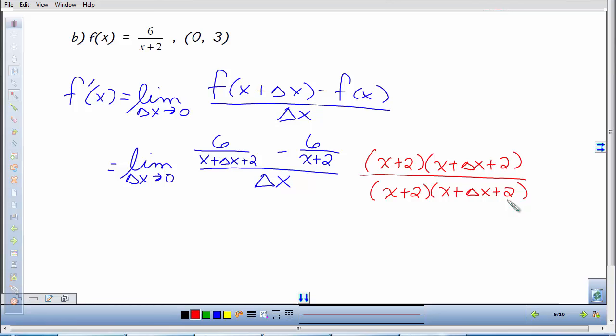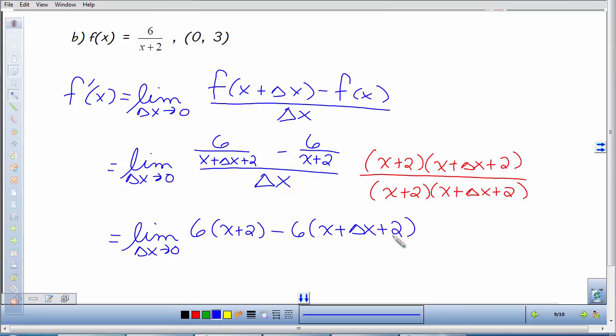Okay, when I do that up top, when I distribute all of this over here, the x plus delta x plus 2 is going to cancel. We're left with 6 times x plus 2. And when we distribute it here, then the x plus 2's cancel, and so we're left with minus 6 times x plus delta x plus 2. Okay, all over delta x times x plus 2 times x plus delta x plus 2.